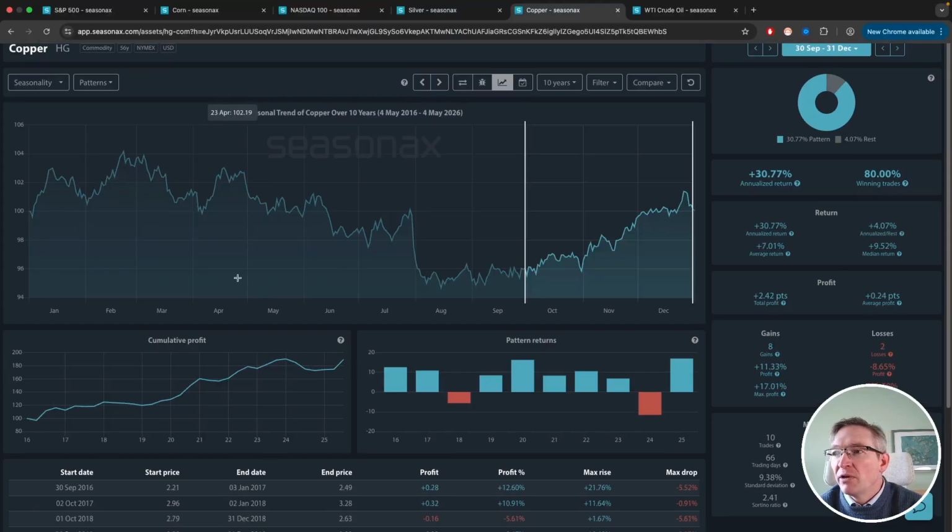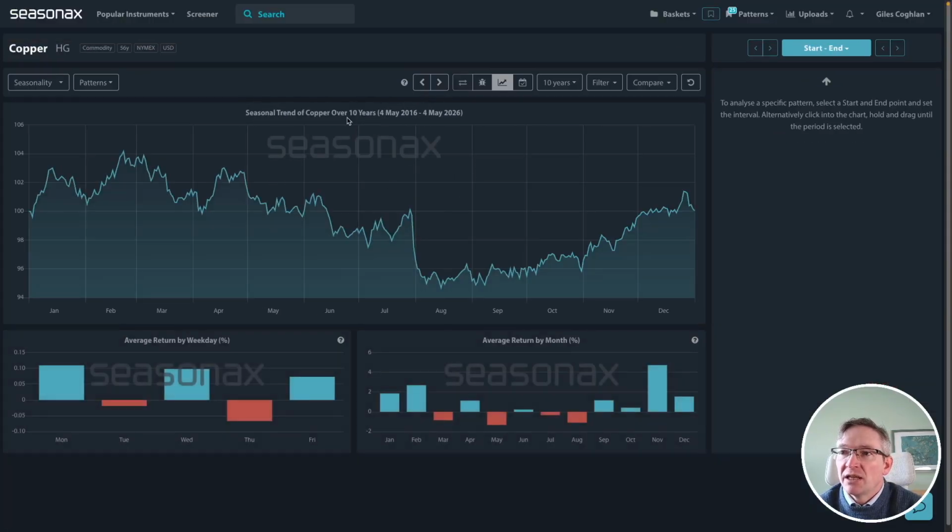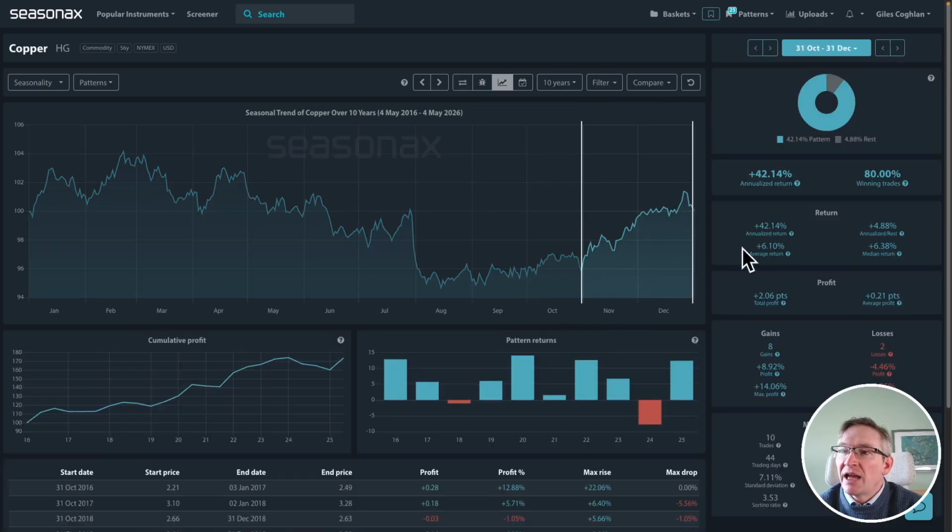If we take a look at copper, for instance, it's a really interesting seasonal piece with the bias for strength in copper building quite strongly in the second half of the year. So you can see here from October the 31st through to the end of the year, an average return of 6.10%. So if you combine that with a bullish macro fundamental bias for buying copper, you can see actually these 2 months would be potentially excellent months to time entries.